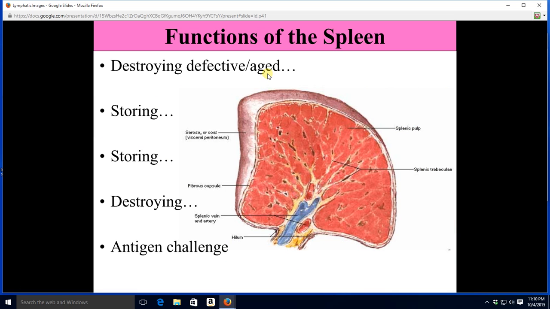All right, so the primary function of the spleen is to destroy beaten up, ugly, old red blood cells. It's also going to store minerals. It's going to store white blood cells and platelets. It's also going to be involved in destroying foreign things. It is a site of antigen challenge, just like lymph nodes are. Pretty much you can think about lymph nodes as the filterers of the lymph and the spleen as the filter of the blood.